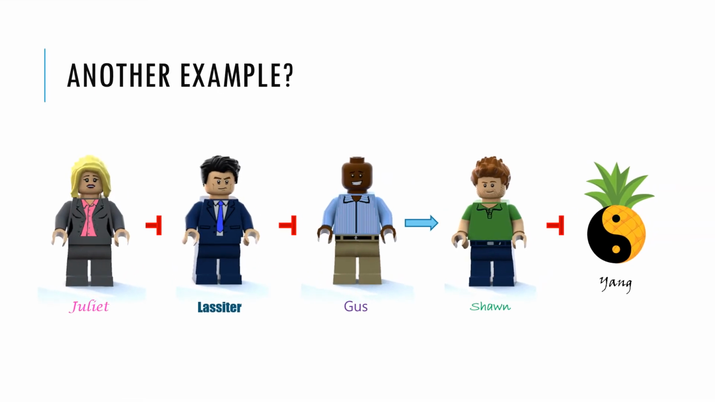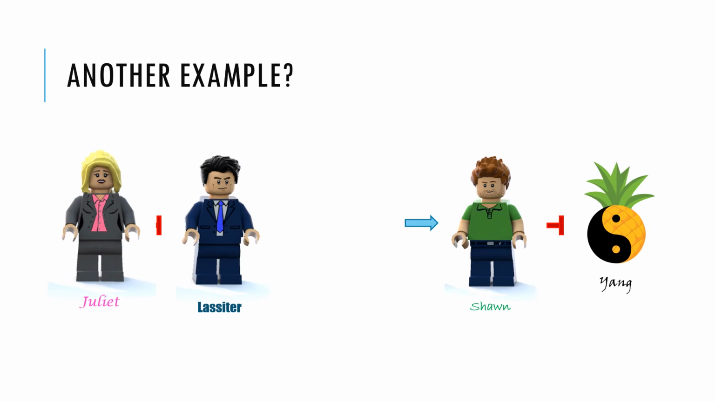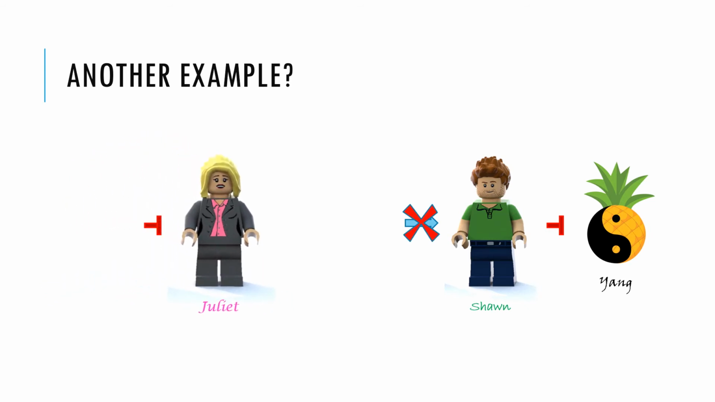Let's do another example. Let's say we remove Gus. Without Gus, even with the presence of Juliet inhibiting Lassiter, Sean is never promoted. This means that Sean was never initiated to stop Yang, so Yang gets away.